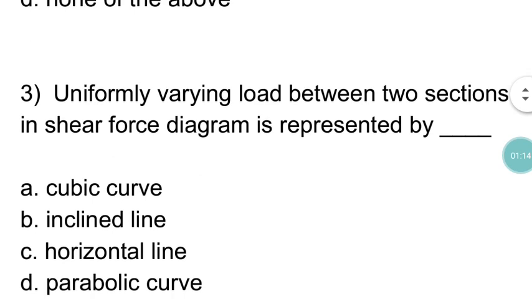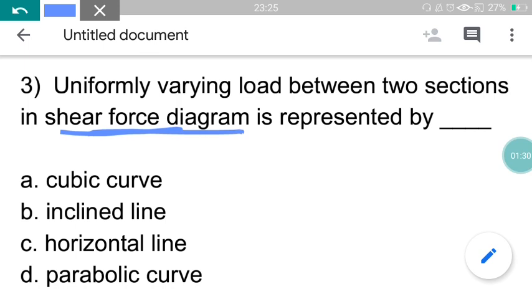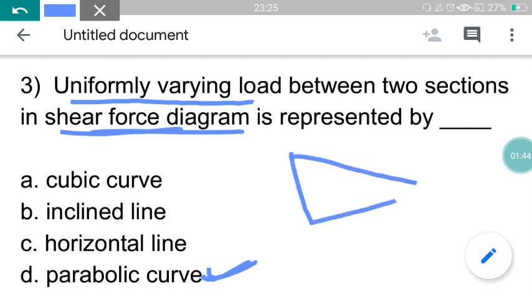Coming to the next question, question number 3. Uniformly varying load between two sections in the shear force diagram is represented by what? They are asking about the shape in the shear force diagram, not in the bending moment diagram. The correct answer will be option D, parabolic. When a uniformly varying load is applied, the parabolic curve is the shape in the shear force diagram. So the correct answer is option D.